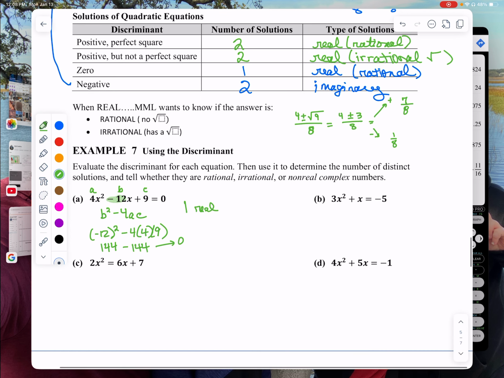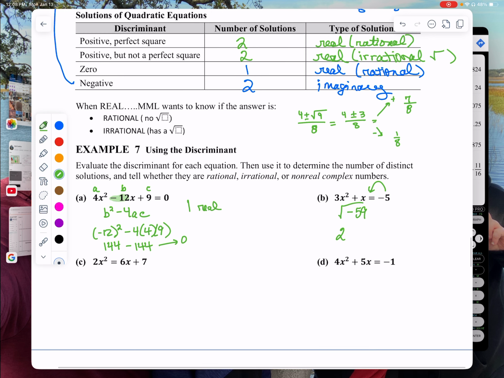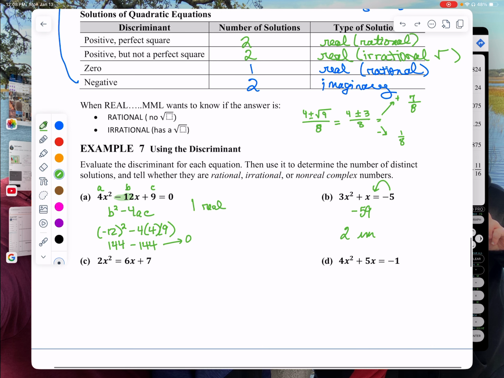I'm not actually going to work the B, the C, the D, but I am going to give you the answers. B, you should get -59. Don't forget to move that -5 to the other side. So you should get -59. So you're going to have two answers. The only time you have one is when it's 0. So you're going to have 2, and when you take the square root of that, that's going to give you imaginary numbers. So 2 imaginary.